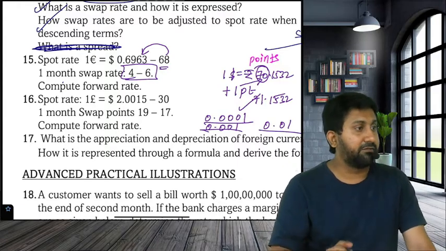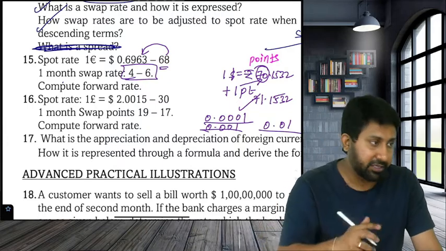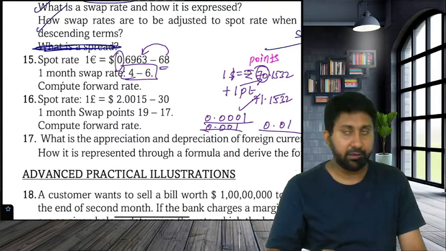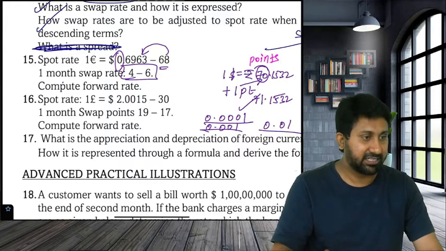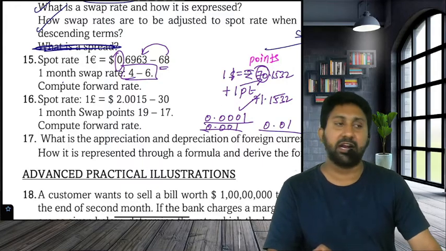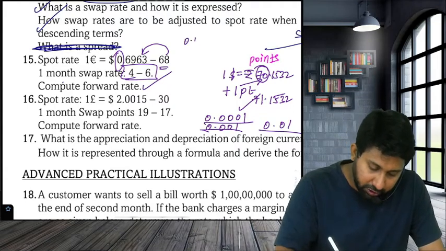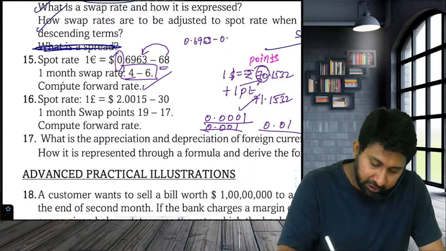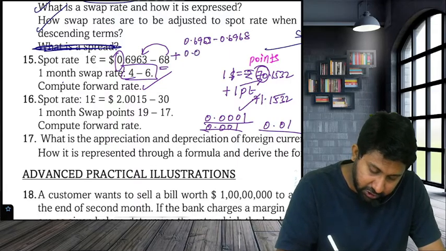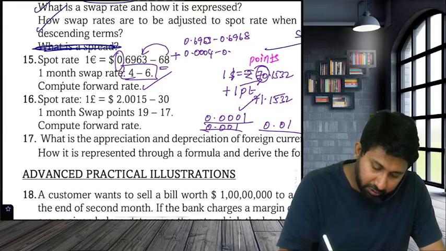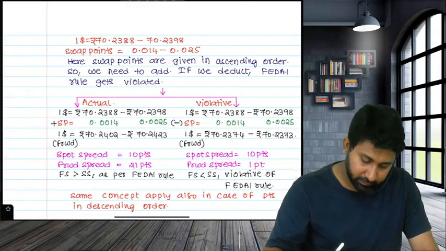Okay, so if they clearly give exchange swap points, then you need to adjust here. By common sense also, 0.6963 will not suddenly become 4.6963. 400 times increase means that country will die the very next day. Okay, compute the forward rate. How to do? 0.6963 dash 0.6968 plus, it is in ascending order, 0.0004, 0.0006. Okay, that's all.